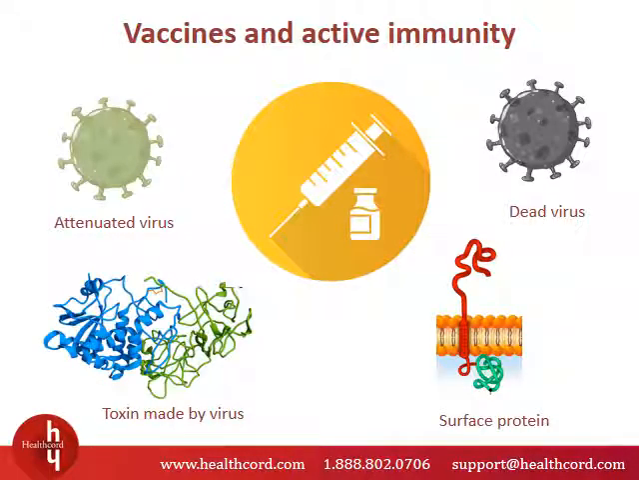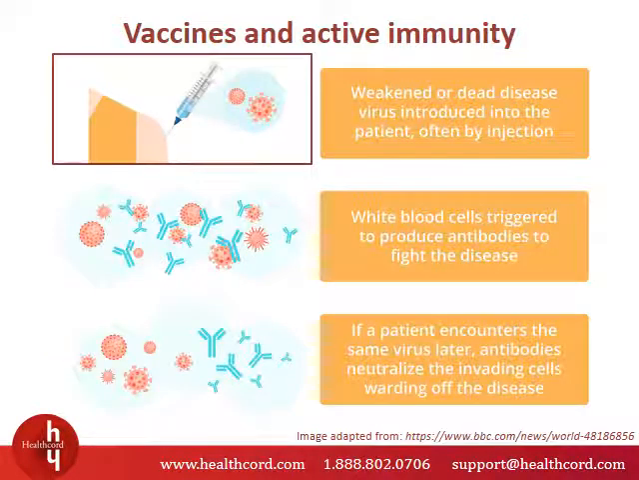Now I'm going to use vaccines as an example to highlight how active immunity is developed. Vaccines can be made in several different ways. They can contain either a dead or weakened form of a pathogen, a toxin produced by a pathogen, or a protein that's found on the surface of a pathogen. This means when you go to the doctor to get a vaccine for influenza, the dead or weakened form of this pathogen gets injected into your body.